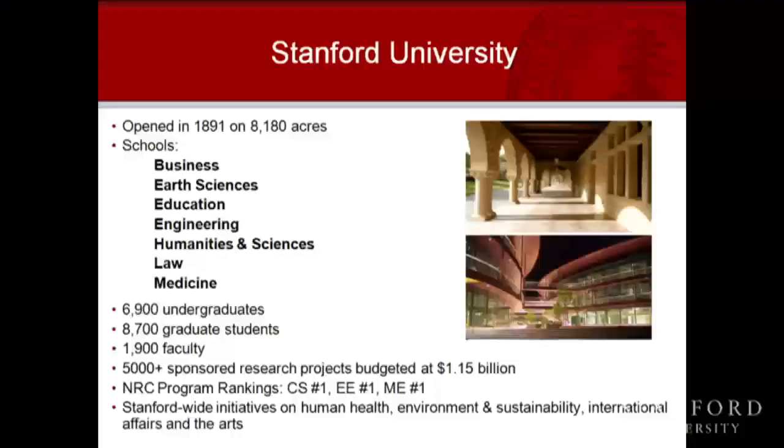You can see the numbers here of students, and the one thing that I would want to point out is that there is approximately a 5.9 to 1 student to faculty ratio, which is unusual. And we have 5,000 plus sponsored research projects here at Stanford, and we have a lot of initiatives on human health, the environment, sustainability, and 3 of our School of Engineering departments are ranked #1 by the National Research Council.